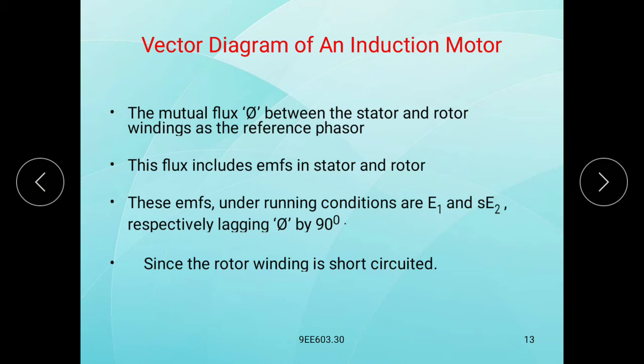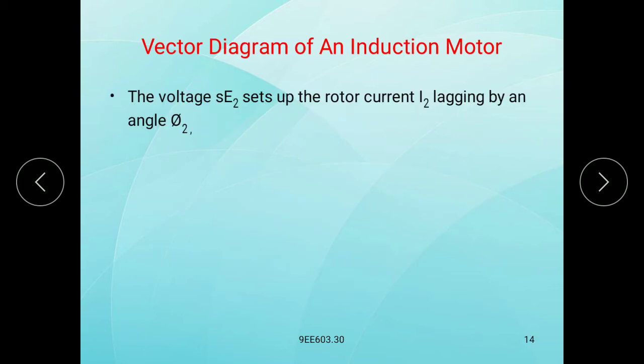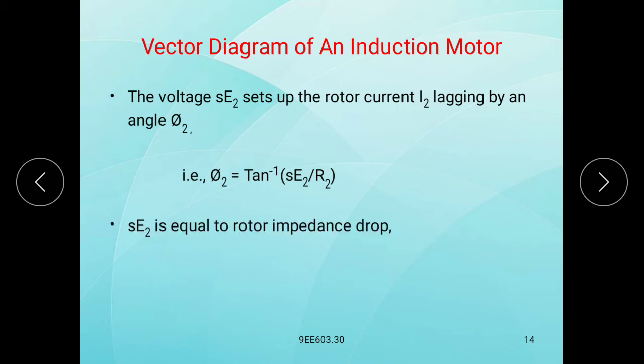Since the rotor winding is short circuited, the voltage SE2 sets up the rotor current I2 lagging by an angle phi 2. Phi 2 is equal to tan inverse of SX2 by R2. SE2 is equal to the rotor impedance drop. Now SE2 is equal to I2 into R2 plus jSX2.